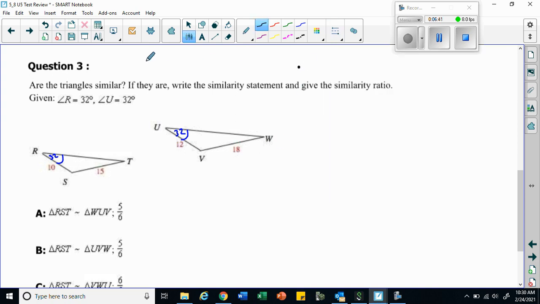There's 3 ways that we can prove: angle, angle, side, side, side, and side, angle, side. Now remember, if we do side, angle, side, your angle has to be in between your 2 sides. So let's look at what we have. I see 2 sides of a triangle here, and I even see an angle, right? So we're going to try to prove it side, angle, side.